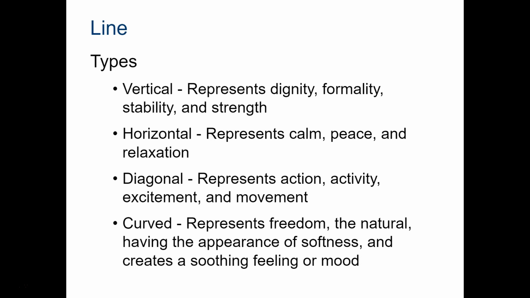Horizontal lines, think of a bed, getting a massage and laying on a massage table. Calm, peacefulness, inviting. Diagonal is the opposite of this. Diagonal represents action and activity, some type of excitement or movement. Curved lines are like the opposite of a vertical line. We have a representation of freedom and nature, giving an appearance of softness or creating a soothing feeling or mood. Often vertical and diagonal lines will go together, and often horizontal and curved lines will go together. But if we're going to try and bring in some sort of contrast, we might purposely have them contradict one another.